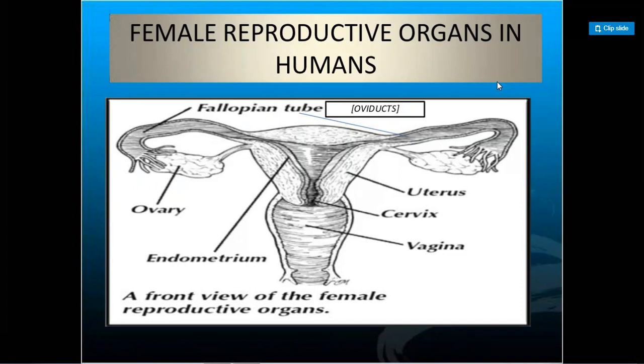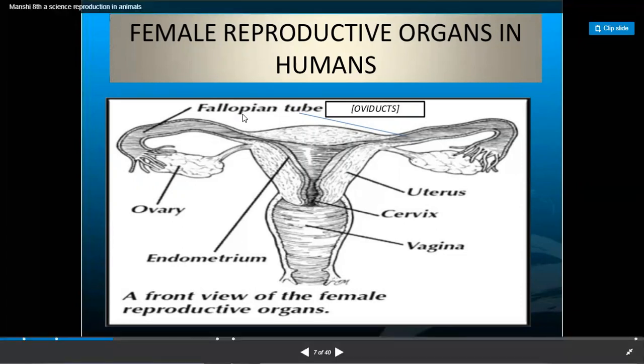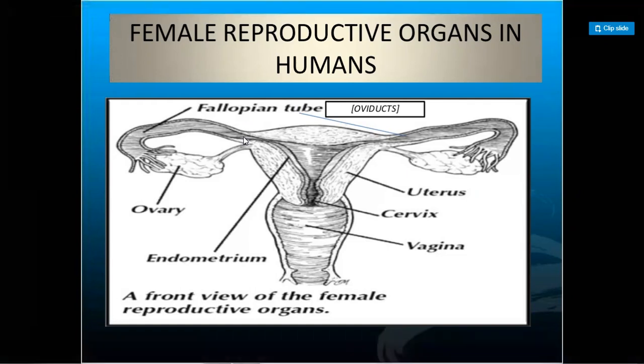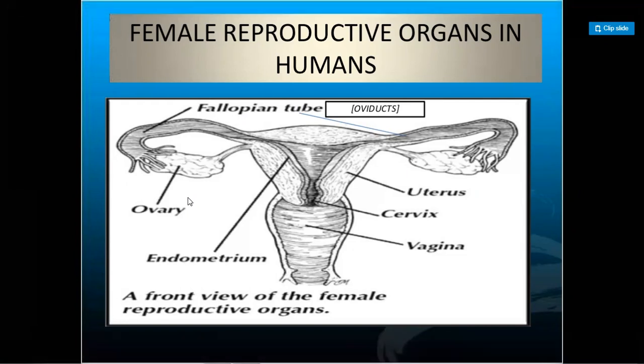Then next we have the fallopian tube. You can see this fallopian tube here. It is a thin and coiled muscular tube with funnel-shaped openings near the ovaries. You can see these funnel-shaped openings. It joins the uterus to the ovary. The ovum or egg cell released by an ovary goes into the fallopian tube through its funnel-shaped opening. The fertilization of the egg takes place in the fallopian tube.